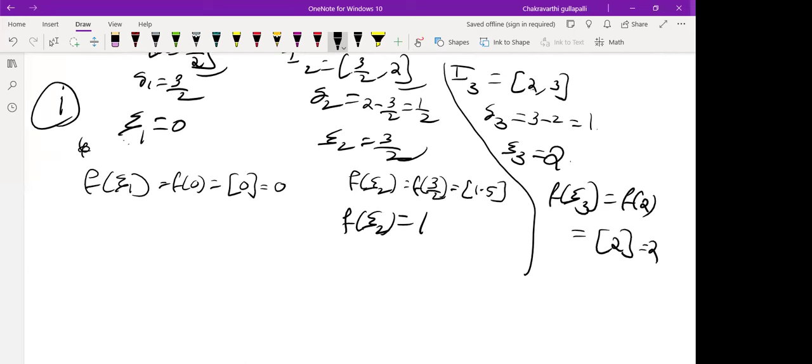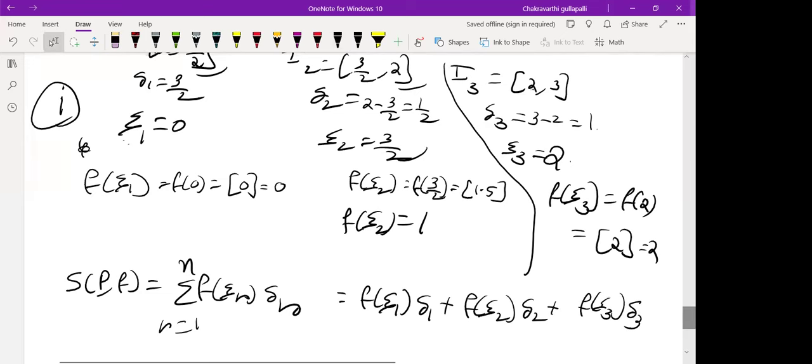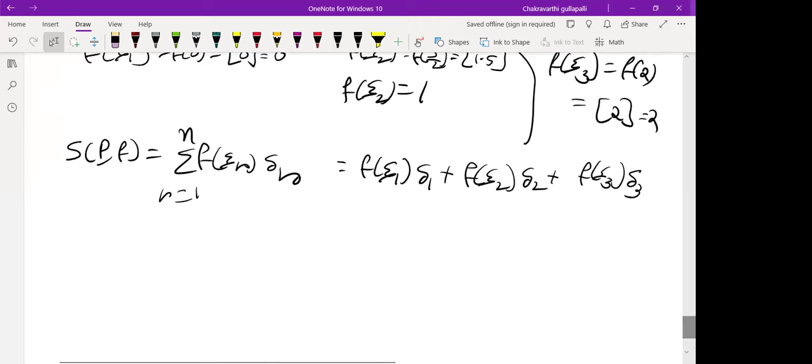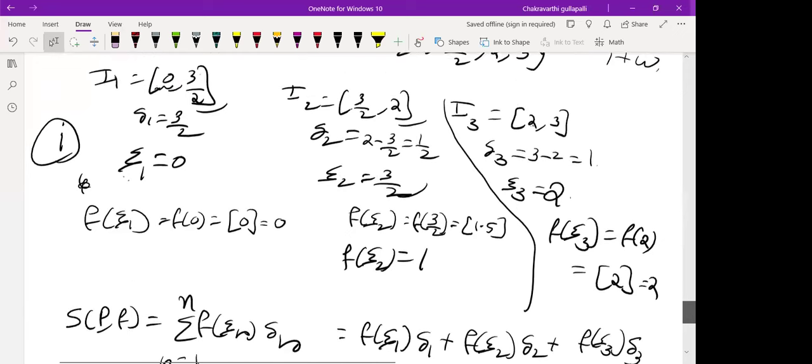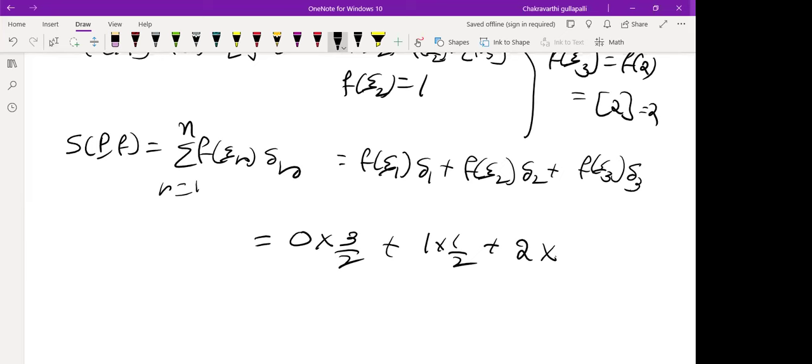Now, let us go for the sum. What is the formula? The sum of f of xi r into delta r, r ranging from 1 to n. Here only 3 are there. So, f of xi1 into delta 1, f of xi2 into delta 2, f of xi3 into delta 3. What is f of xi1? It is 0 into delta 1. F of xi2 is 1, delta 2 is 1 by 2. F of xi3 is 2, delta 3 is 1.